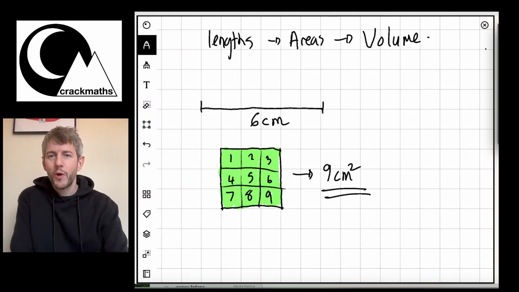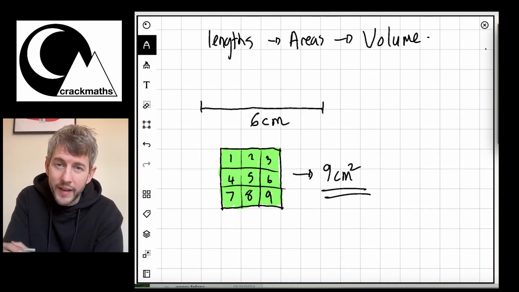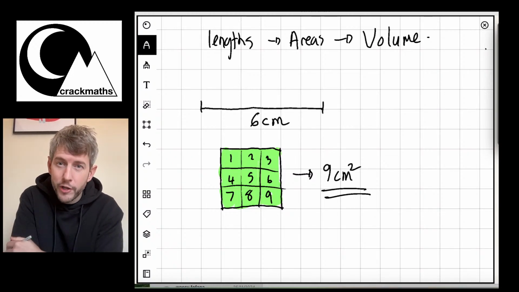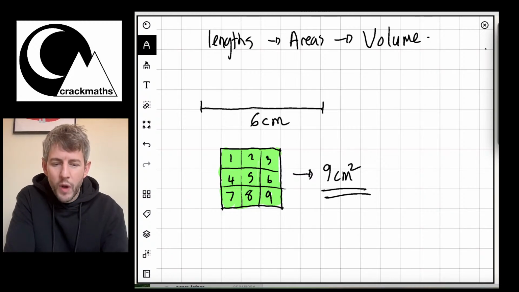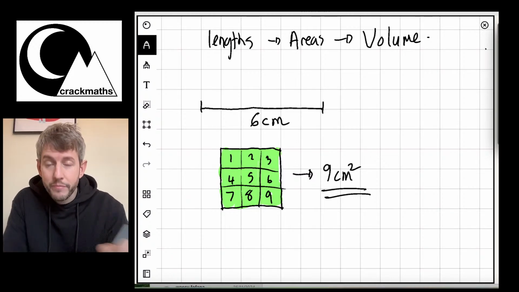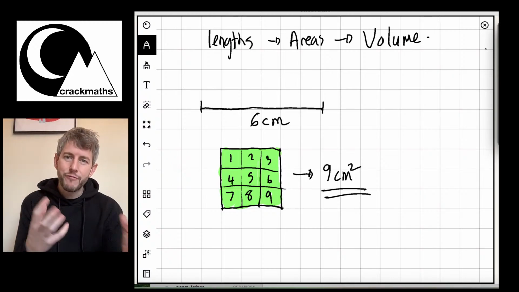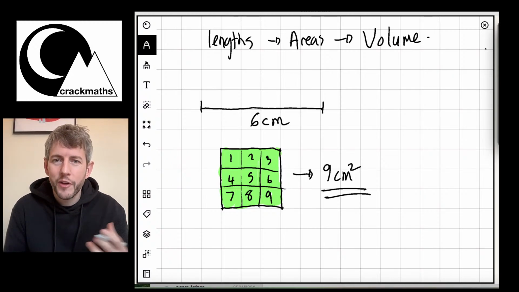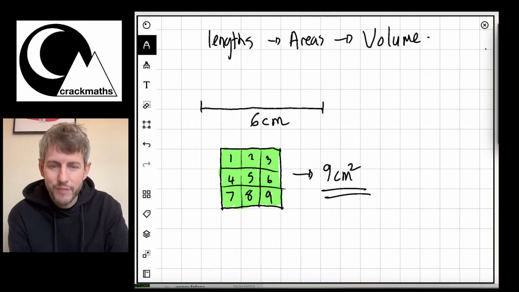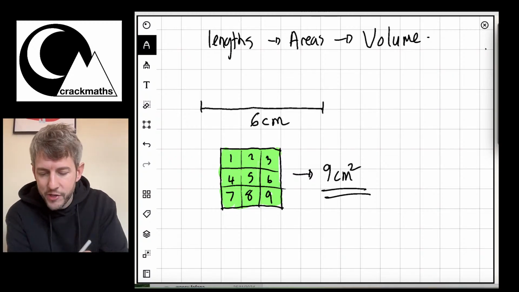Okay? Right, now what I was doing on the other page is I was introducing you to volume. So volume is when we give our squares a third dimension, and then they become like everyday objects really. They become like the kind of things that we're going to handle in real life. And the third dimension is given to us like this.